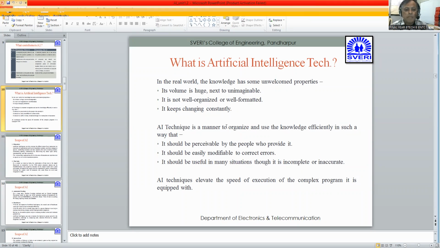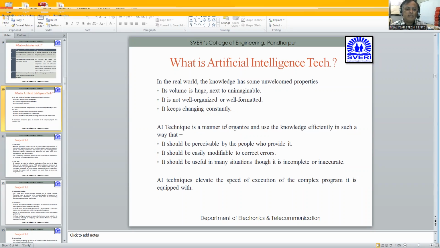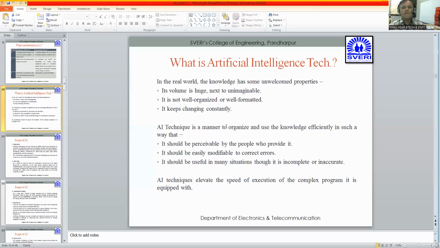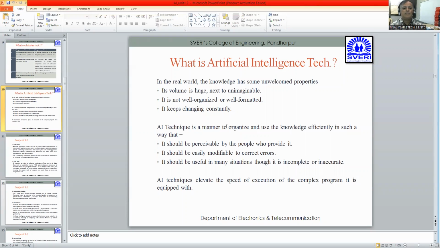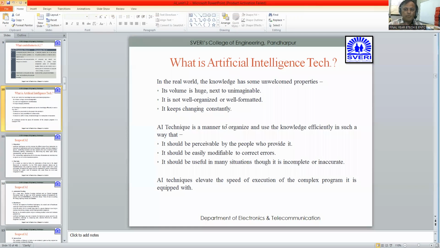It is actually a manner to organize and use the knowledge efficiently in such a way that it should be perceivable by the people who provide it. It should be perceived by the people. It should be easily modifiable to correct errors, because if you give data and you cannot modify it when someone finds an error in it, then it is useless. So AI technique actually provides all these things. It should be useful in many situations even though it is incomplete or inaccurate.